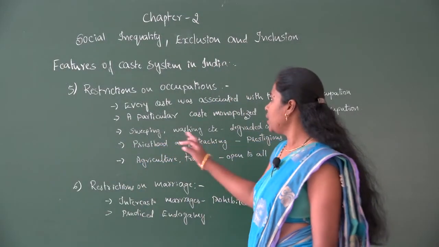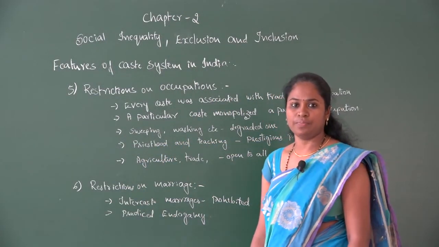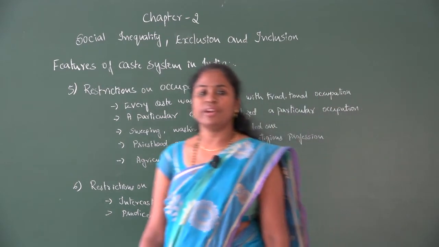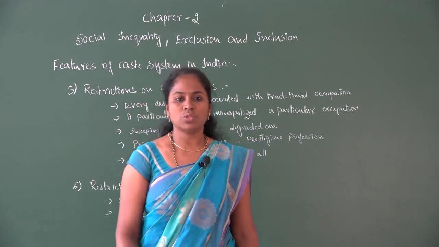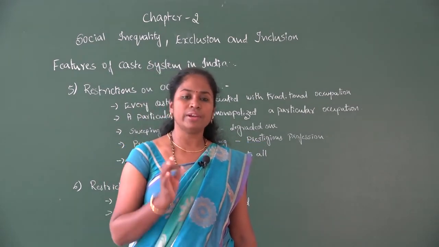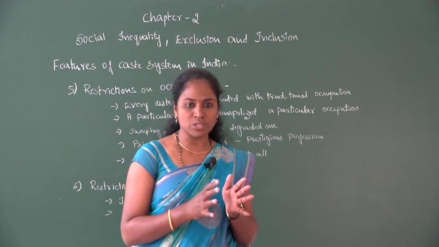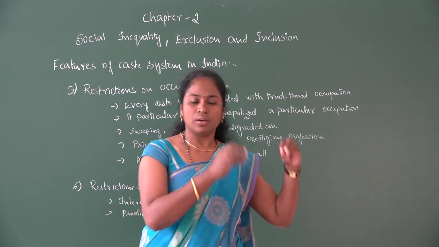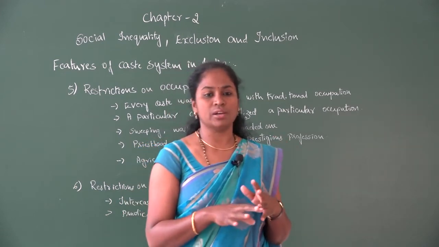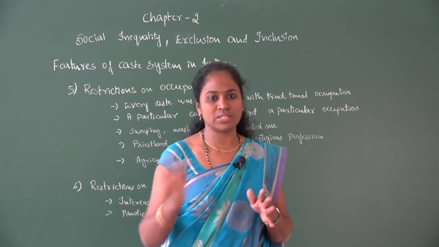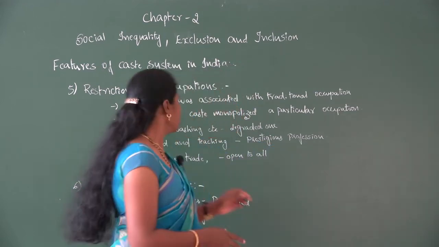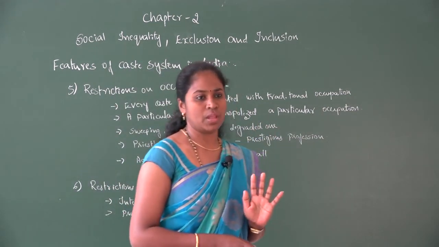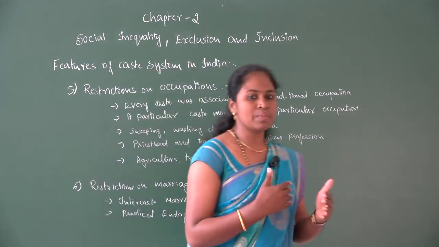Fifth point, restrictions on occupations. According to G.S. Ghurye, every caste was associated with traditional occupations. So each and every caste had traditional occupations, and the occupations were hereditary. If a father was doing any occupation, it was transferred to the next generation. The same occupation they used to do. And a particular caste monopolized a particular occupation.